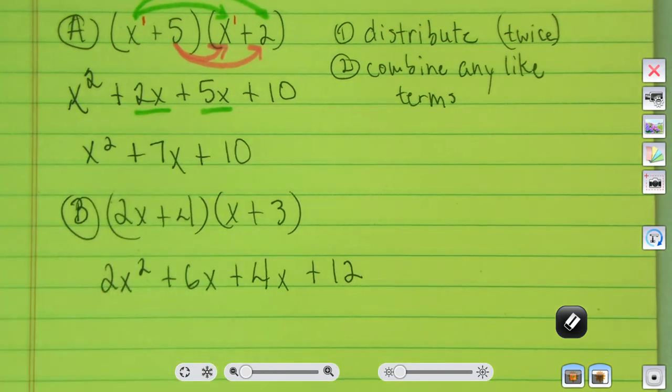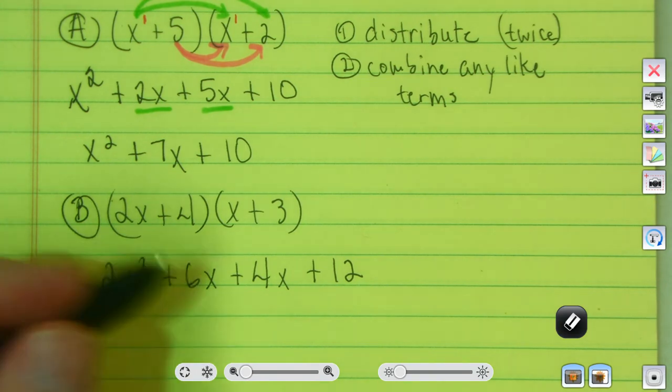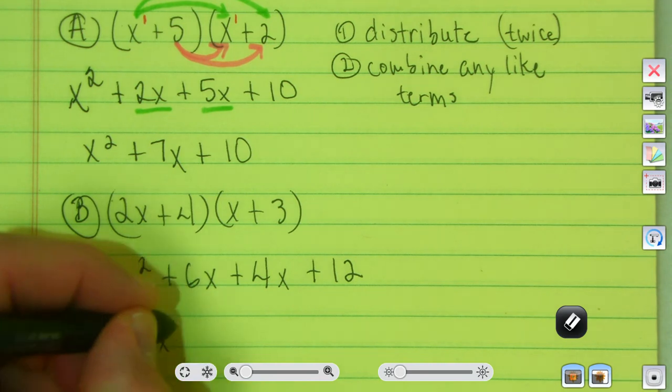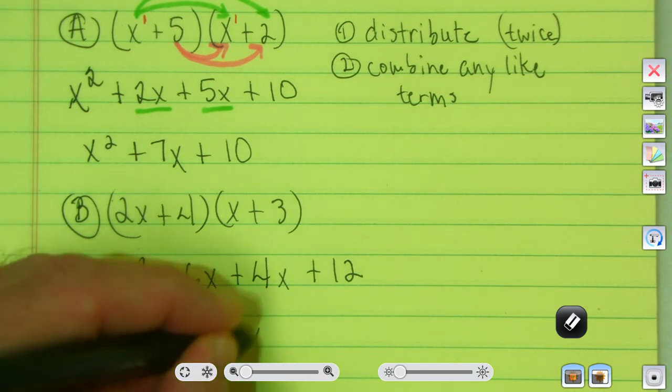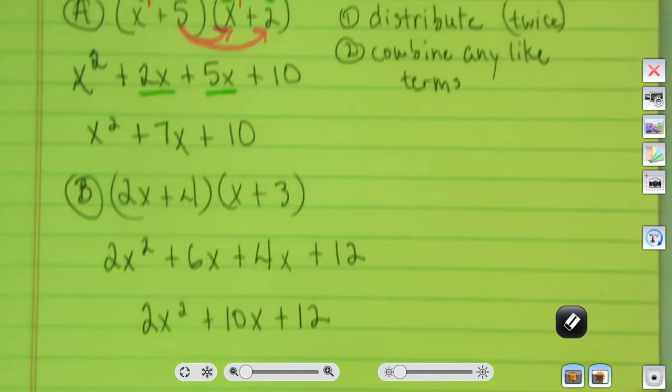So I've distributed twice, distributed all the way through each term of the first binomial times everything in the second binomial. And I'm ready to look to see, are there like terms? And I can add the 4x and the 6x, so it's 2x squared plus 10x plus 12. And that's my answer.